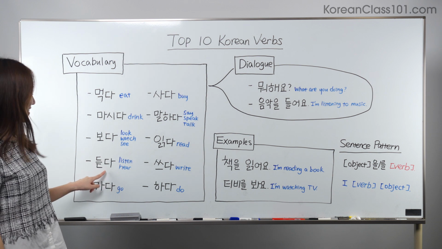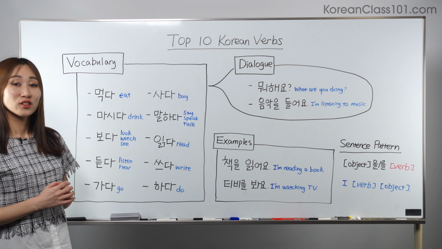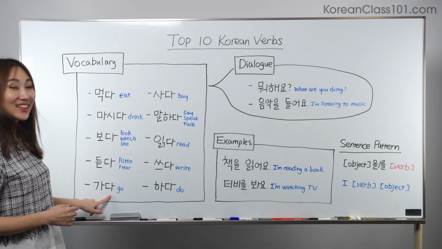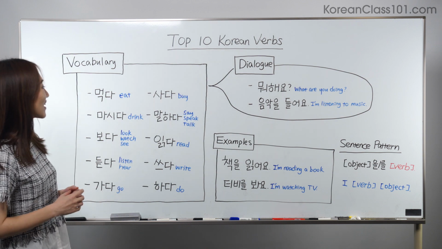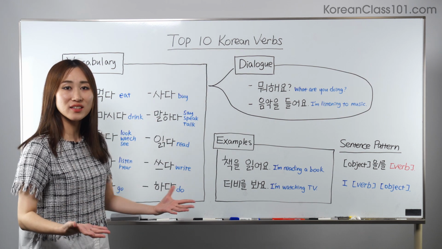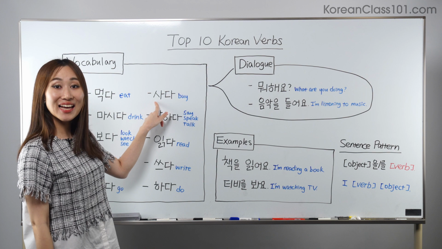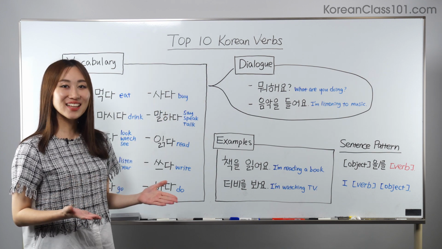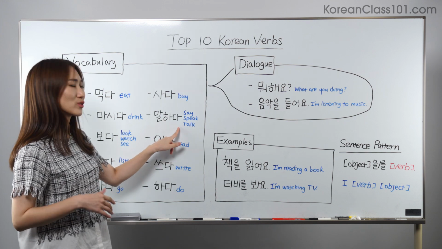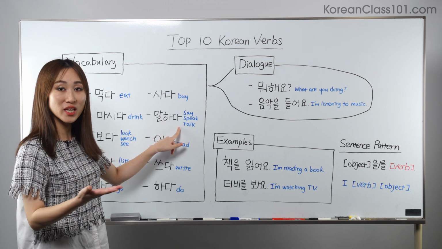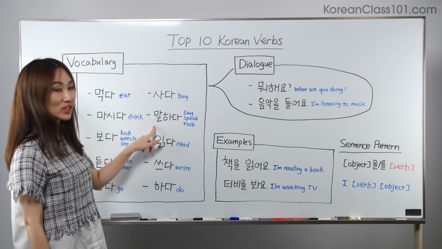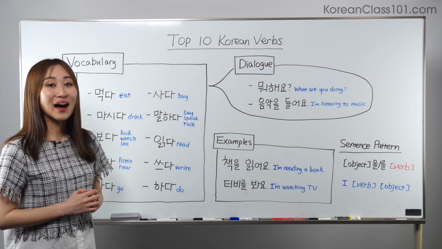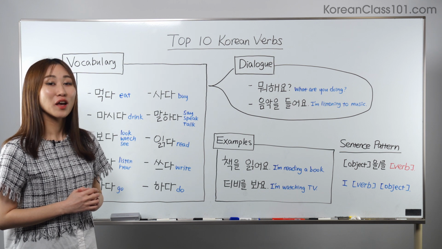And next, listen or hear is 듣다. To go is 가다. How about to buy? You buy things, right? It's 사다. When you say something or speak or talk, we use this verb, 말하다.